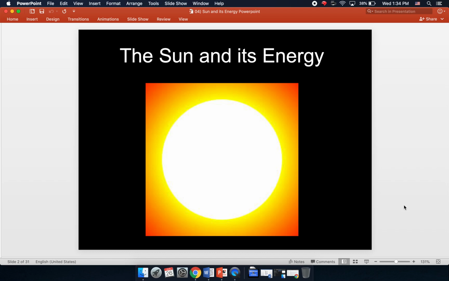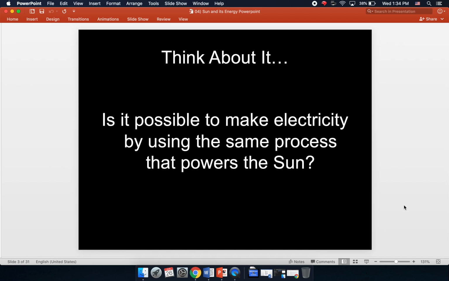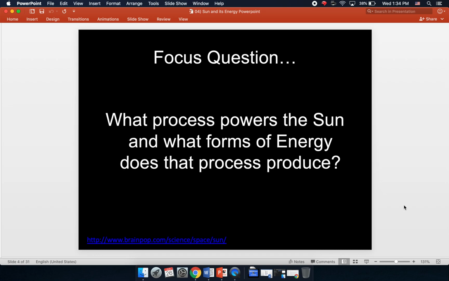For the next two lessons, we're going to be discussing the sun and its energy, and this lesson will be on fusion and fission. Alright, so we're going to start with some focus questions. Is it possible to make electricity by using the same process that powers the sun? And what process powers the sun? And what forms of energy does that process produce?